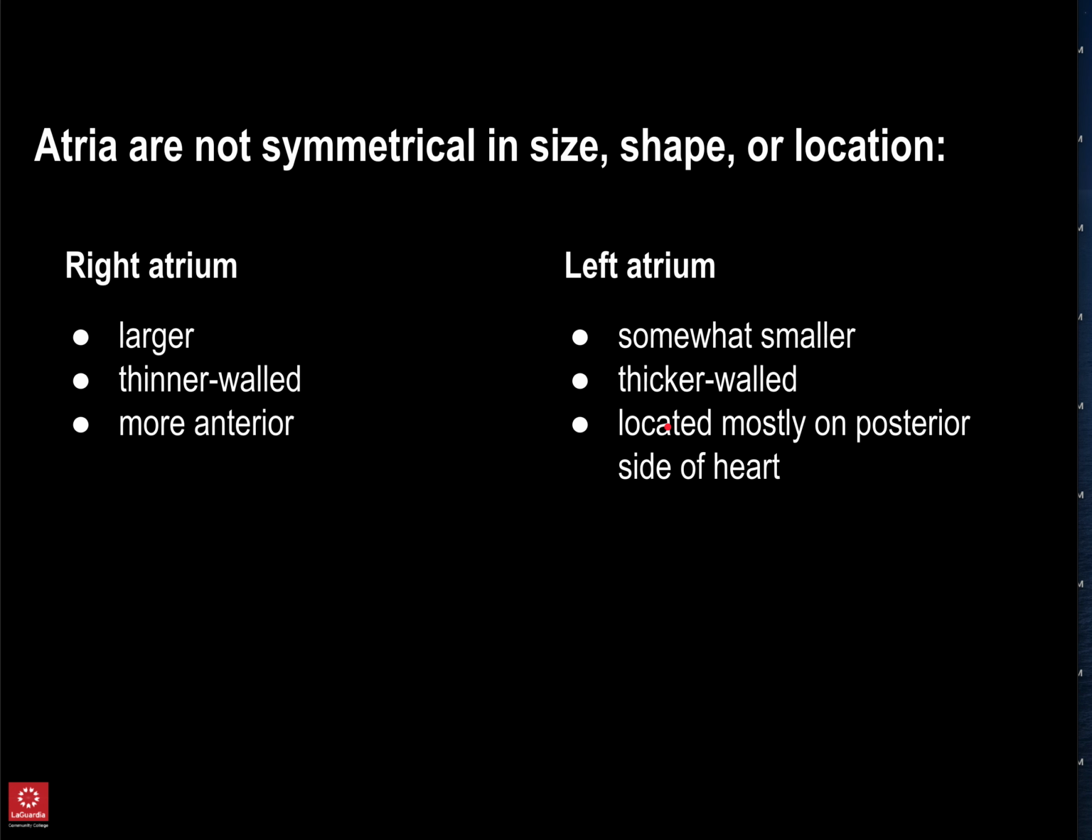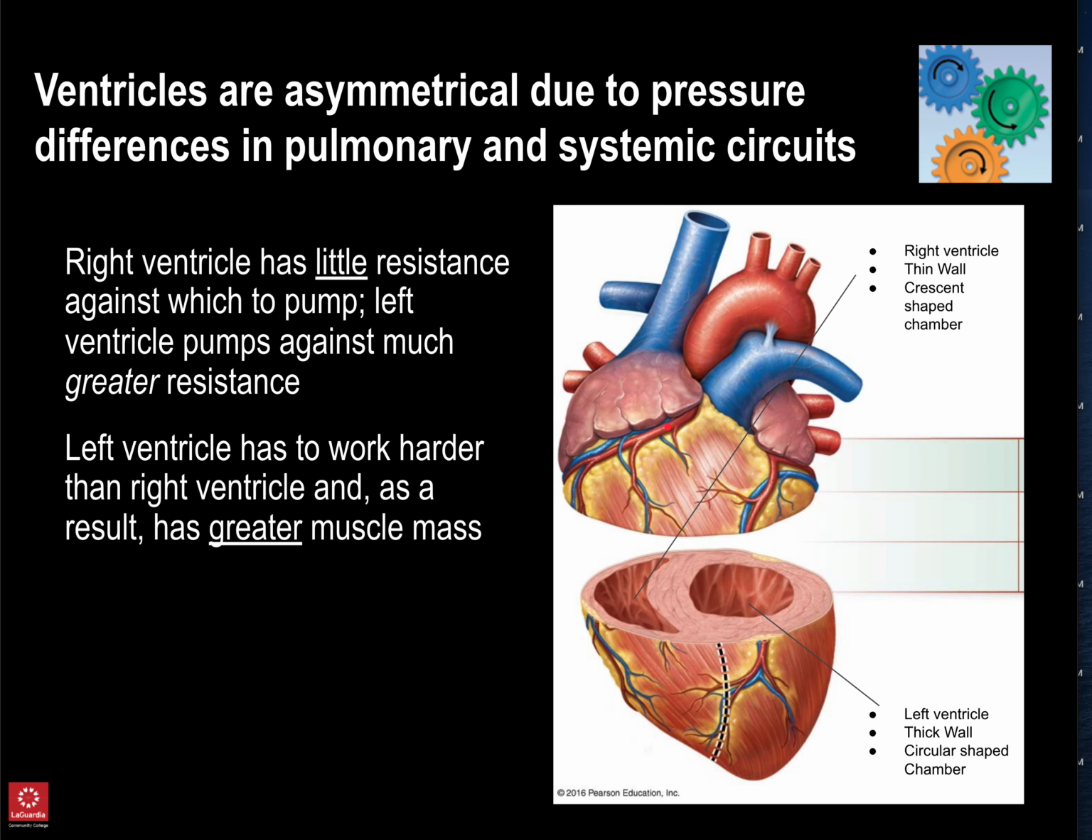So the atria are not symmetrical in size, shape, or location. The right atrium is larger, it has thinner walls, and it's more anterior. And the left atrium is somewhat smaller, thicker walled, and located mostly on the posterior side of the heart.